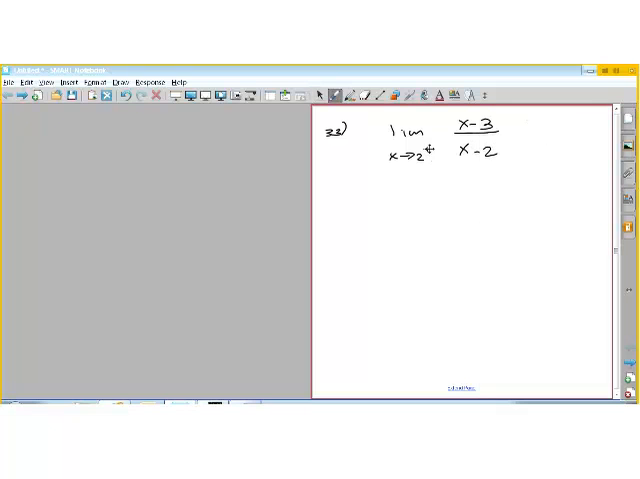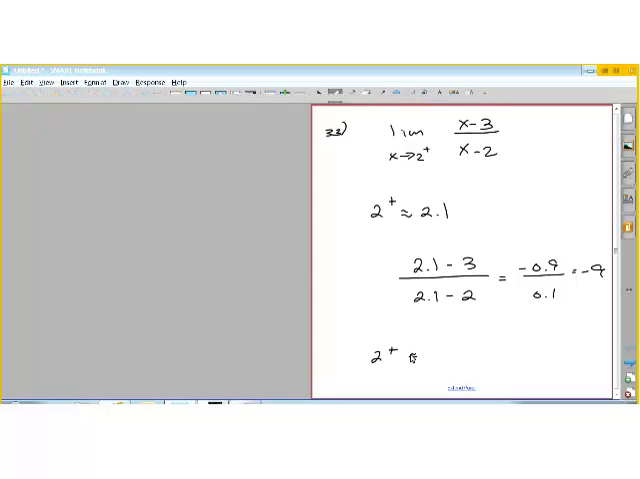There are a couple of ways you can do this. You could say 2 plus is approximately equal to 2.1, and plug it in and see what you get. That's one way of doing it. So 2.1 minus 3 divided by 2.1 minus 2 is negative 0.9 divided by 0.1, which would be negative 9. So it's negative. The important thing is it's negative. And if you let 2 plus be approximately 2.01, then it would be bigger.